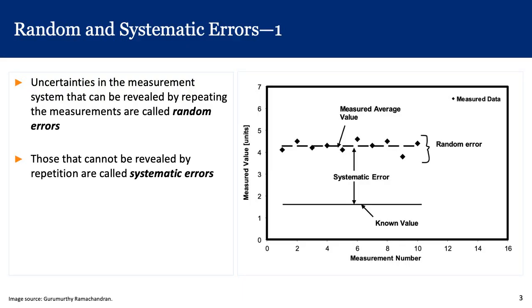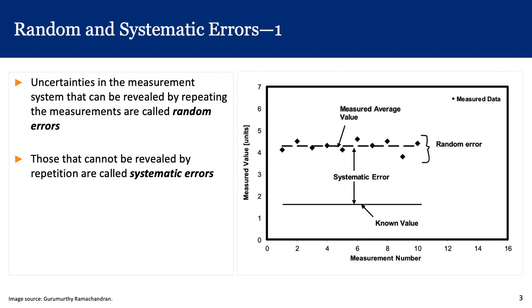Before we get into that, we need to discuss two concepts, namely random and systematic errors. On the right hand side, there is a figure that shows a series of measurements of some physical variable, and on the y axis are the actual measured values. When we talk about uncertainties, there are two types, random and systematic. The uncertainties in a measurement system that can be revealed by repeating the measurements are called random errors.